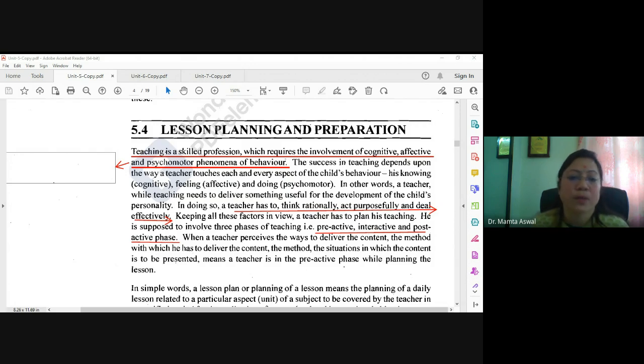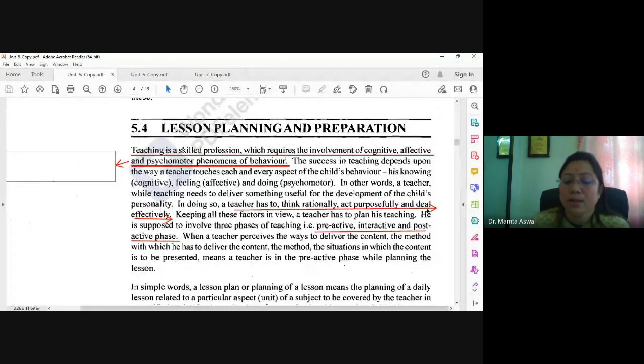Now let's talk about the other part, that is lesson planning and preparation. This is again a very important aspect, lesson planning. Planning the lesson, whatever you're going to teach inside the classroom, preparing that in advance. Generally the teachers do that, and it is a very essential requirement to prepare your lesson in advance. So this is about lesson planning.